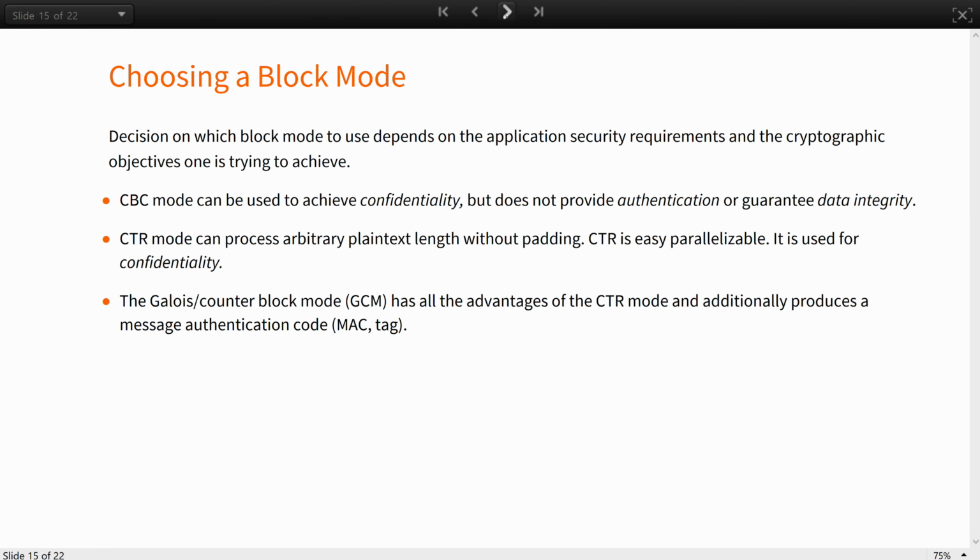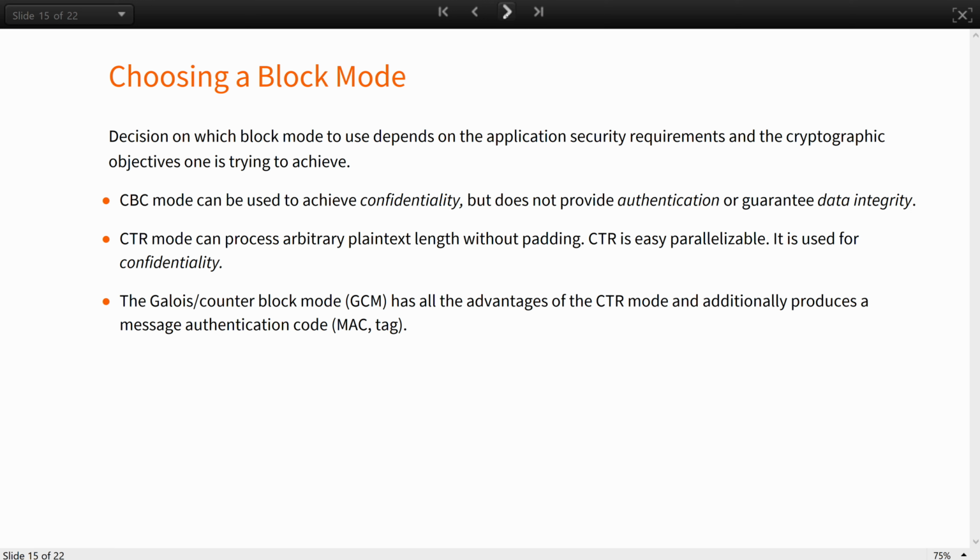The decision on which block mode to use depends on the application security requirements and the cryptographic objectives one is trying to achieve. CBC block mode can be used to achieve confidentiality, but does not provide authentication or guarantee data integrity. The CBC mode works with blocks of fixed size and so requires a padding algorithm to make the last block the needed length. Most applications use the PKCS7 padding scheme or ANSI X923.